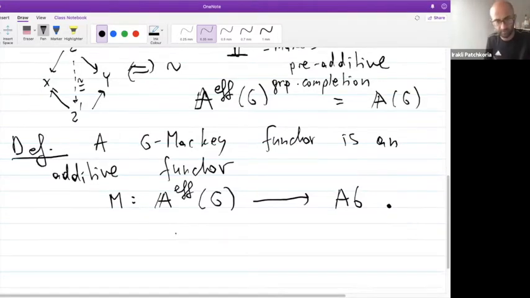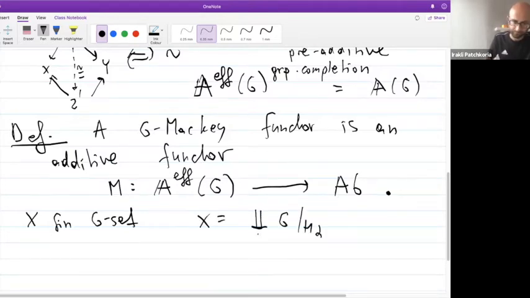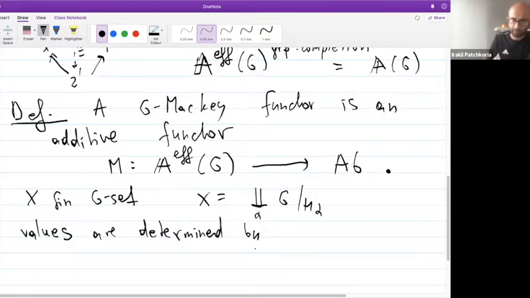And before I tell you some examples, so that we get a bit of a feeling what I am talking about here, one thing is that this functor is additive, and every finite G-set can be written as a disjoint union of these G/H_alpha for some finite index alpha. Therefore, the values are completely determined by values of M at these G/H's. And the rest is just forced by additivity.